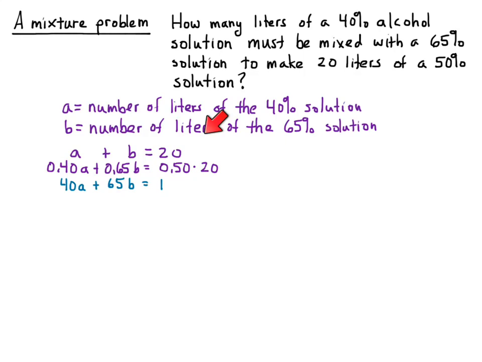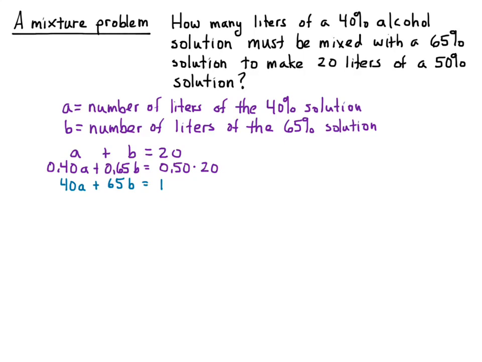On the first one, I'm looking at my total quantities, right? The A and the B have to equal 20. And then this is the one that is the balance of alcohol. The amount of alcohol that I'm getting from the 40% solution is 40% of A. The amount of alcohol I'm getting from the 65% solution is 65% of B. And then what I want to end up with is 50% of 20 liters, which is how much alcohol I end up with in total.